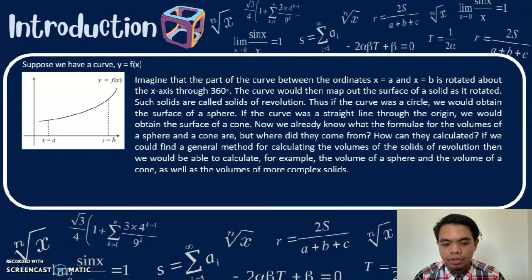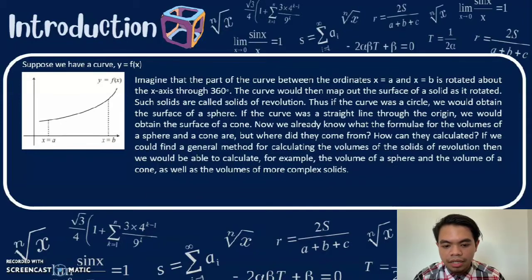First of all, I want to explain about the introduction. Suppose we have a curve y equal to f(x). So this is the graph. You can see y equal to f(x). We have x equal to a and x equal to b. We have a curve, and this is the explanation.